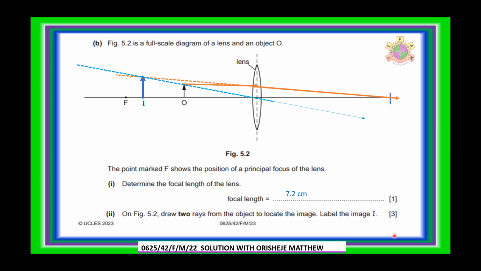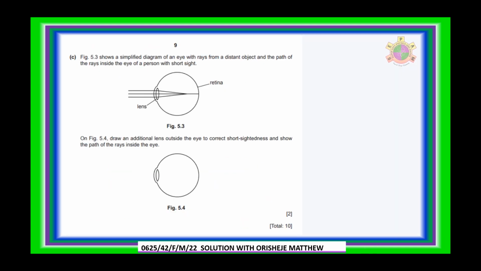Alright. Fig 5.3 shows a simplified diagram of an eye with rays from a distant object and the part of the ray inside the eye of a person with short sight. Very good. Now, for a short-sighted person, rays of light from a distant object converge before the retina, in front of the retina. So the image is formed in front of the retina, so that's why the person does not see clearly. So the image is formed here, some distance away from the retina.